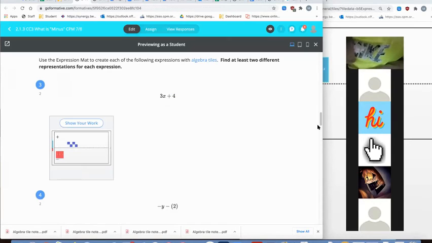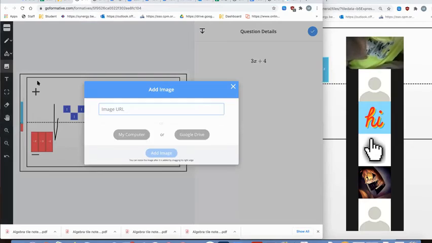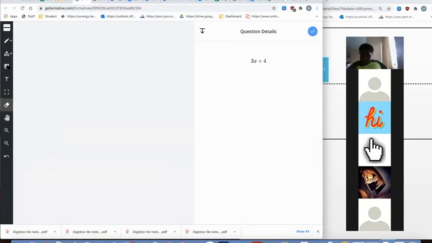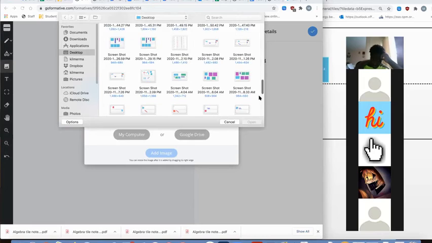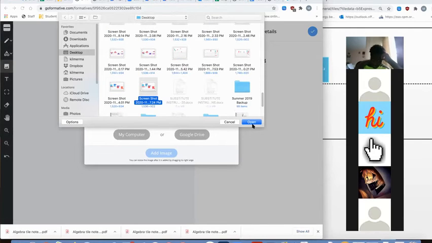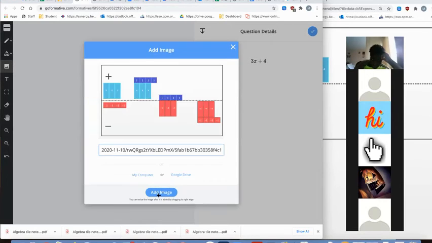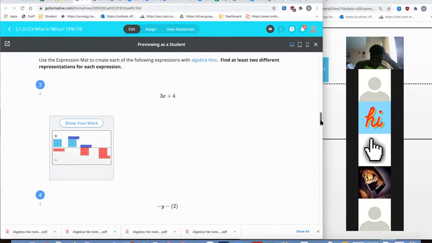So I've technically already done this problem, and I can just show my work by uploading a new image. Let's see, can I move these images around? I don't know if I can. Can I erase that image? All right, let's put a new image on. My computer, same image, right there, open. Add image. Those are all my answers for 3x plus 4, just like they were for 3x minus negative 4. It's the same thing.